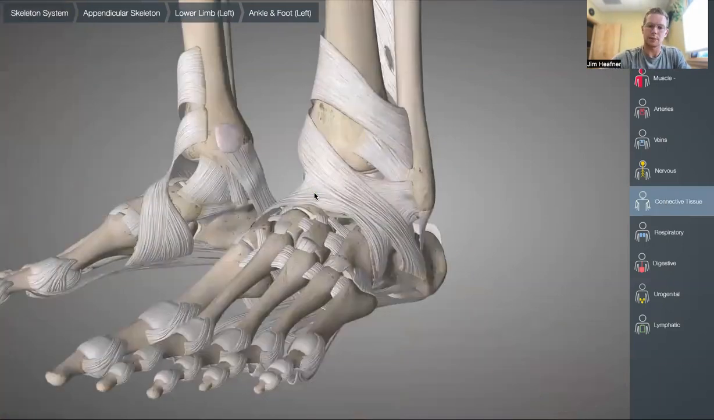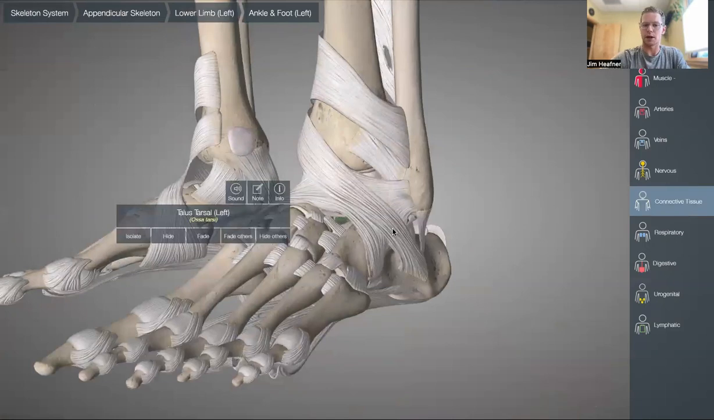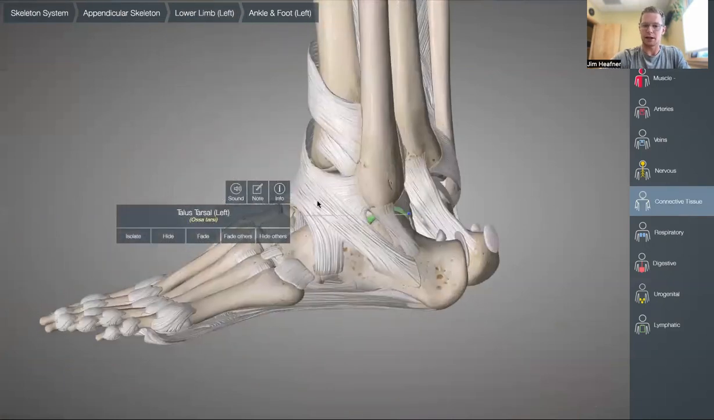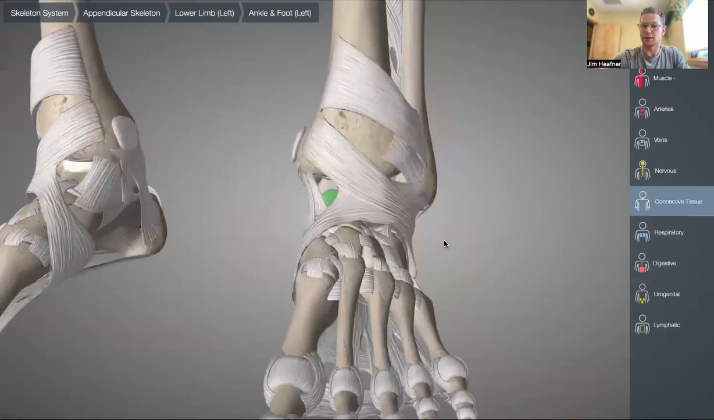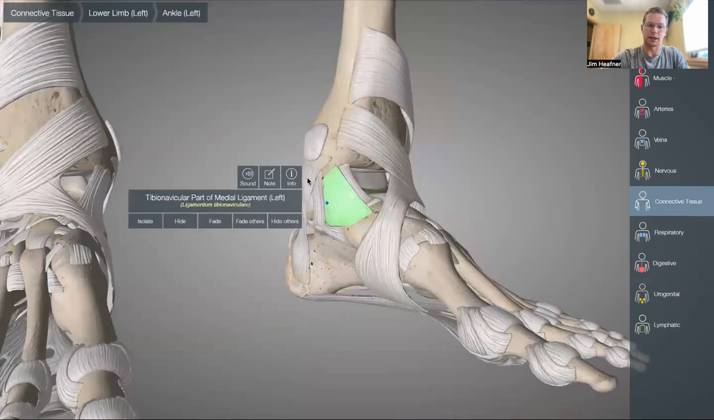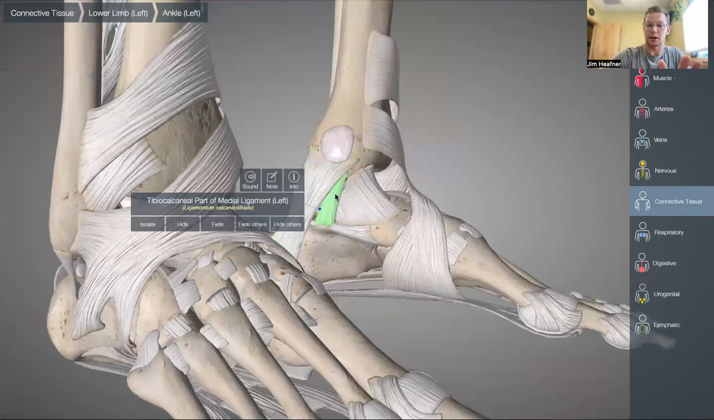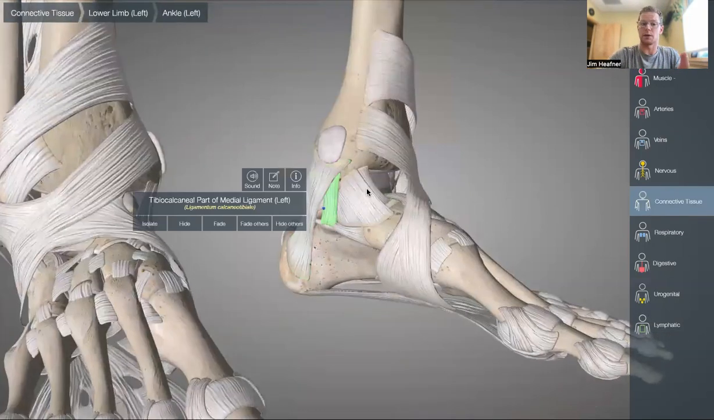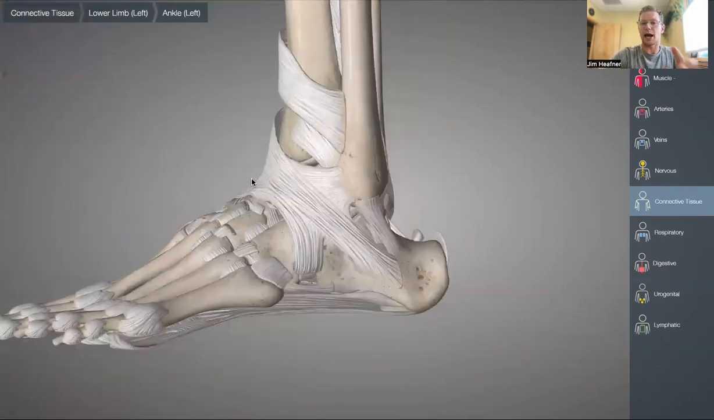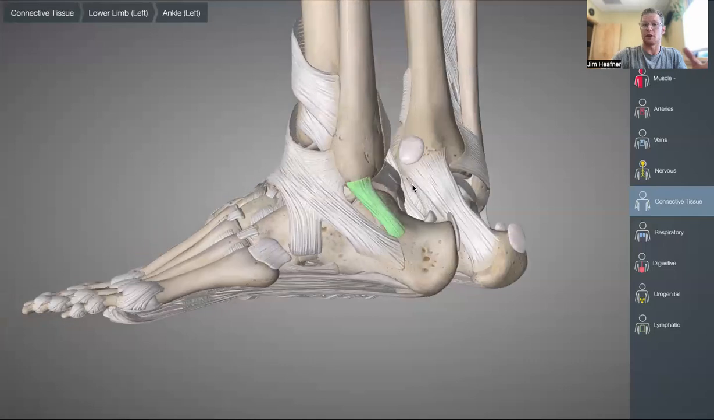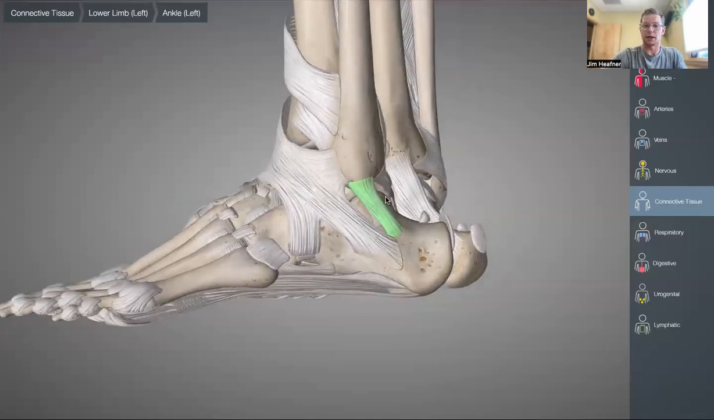Oftentimes when people have an ankle sprain, it's going to be an outer ankle sprain, because if they injure the inner deltoid ligaments through here, you're often going to break that inner ankle bone. When you injure the outer ankle ligaments, that's where we have our standard lateral ankle sprain.